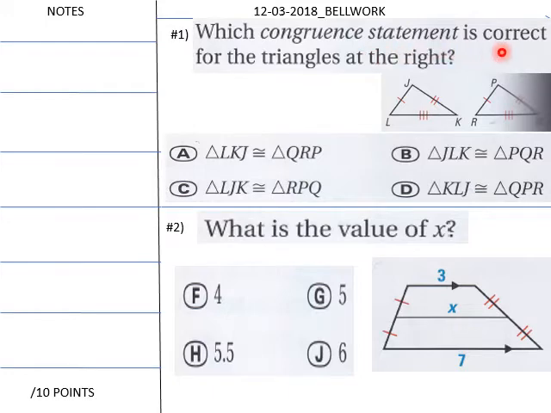Which congruent statement is correct for the triangles at the right here? Okay, this is PQR, and this is Q over here. And then here, what is the value of X? So we have to use some similarity rules here to find this value, and your knowledge of this geometric figure here. I'm not going to give it away.